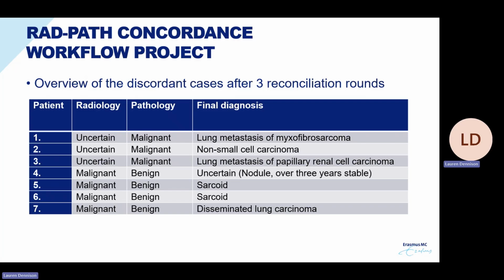Or the most worrying case perhaps was the one you can see on number 7, defined by us as benign and by radiology as malignant. And this later on was proven to be a disseminated lung carcinoma. So this is the sort of case that you would like to pick up because apparently there was an unrecognized lack of representativeness in this biopsy.